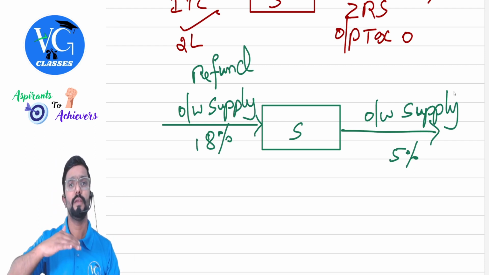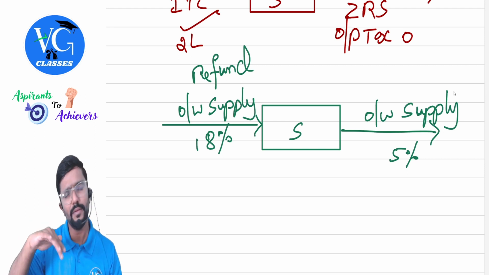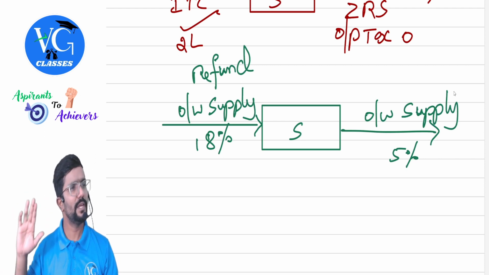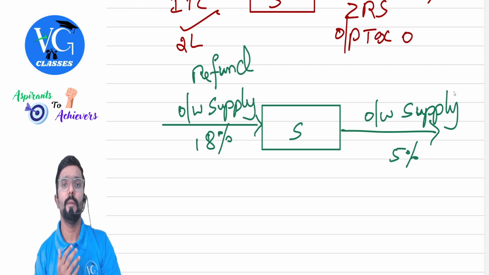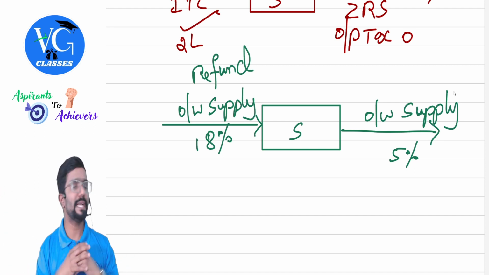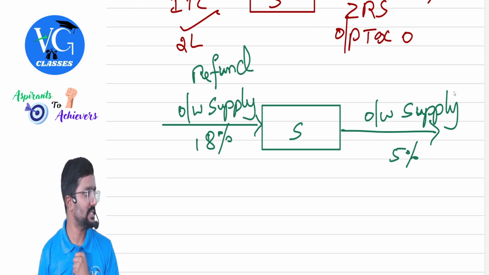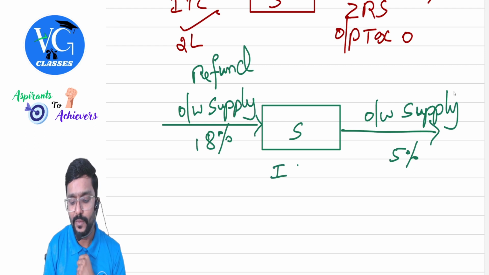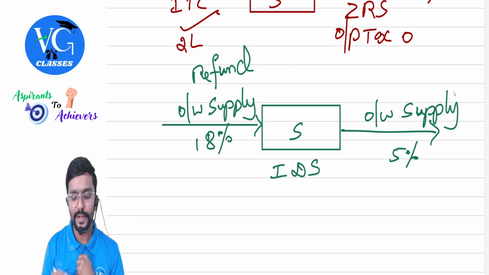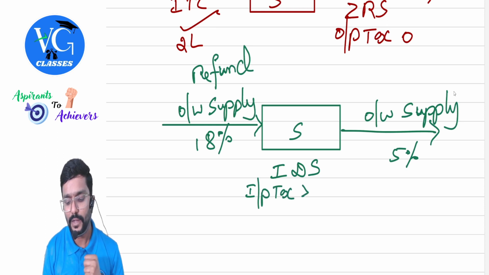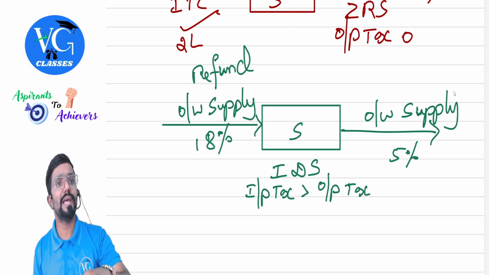Clear, guys? Normally, if I cannot utilize the credit this month, I will carry it forward to next month and use it then. If not next month, next to next month. But in this case, every month it will be the same story. My output tax will be less than input tax. What do we call this situation? Inverted duty structure, where input tax is more than output tax.